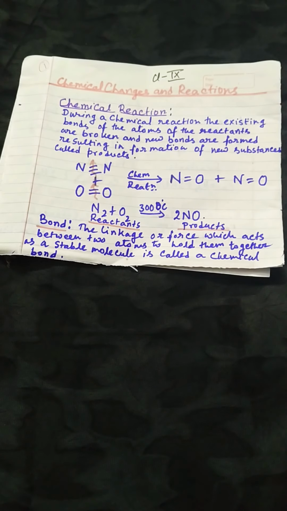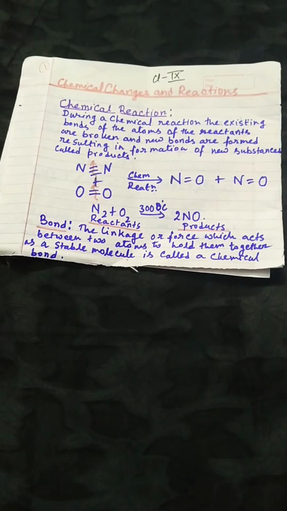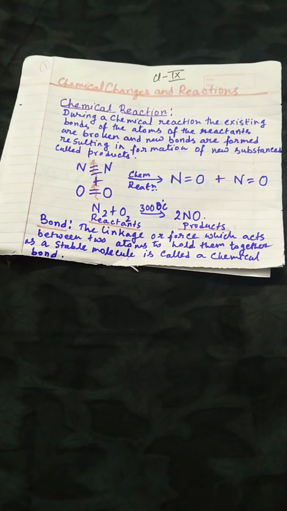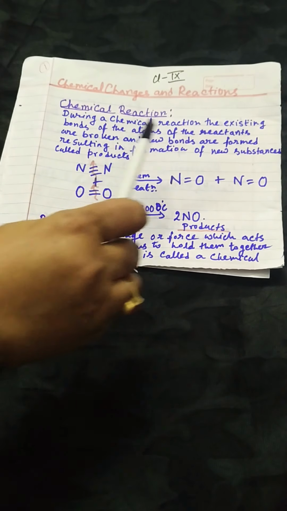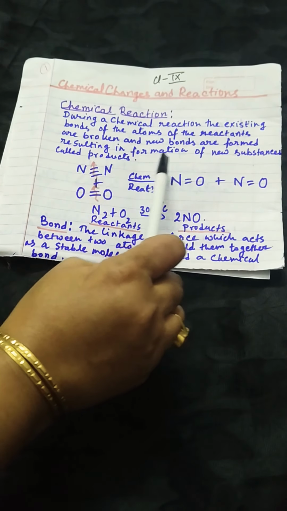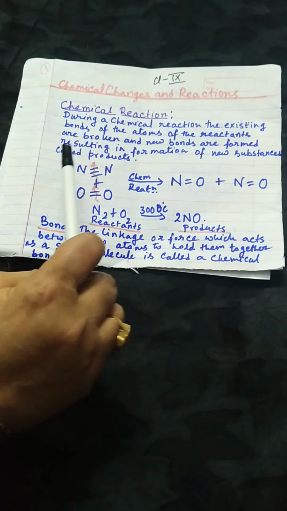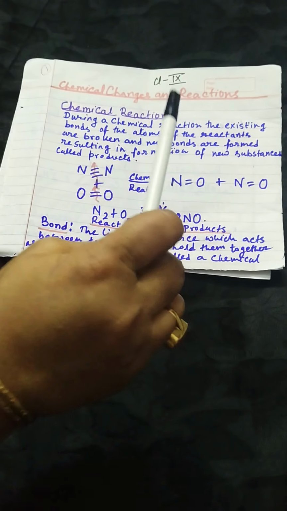What is a chemical reaction? During a chemical reaction, the existing bonds of the atoms of the reactants are broken and new bonds are formed, resulting in the formation of new substances called products.